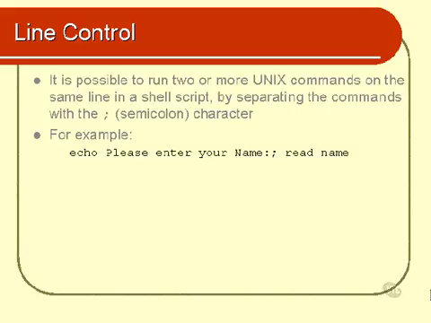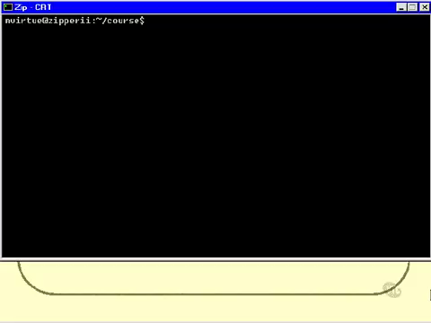Then we have a semicolon which says to the shell, right, that's the end of one command, everything else on this line is actually another command, and the other command is, of course, read name. So let's have a look at that in action. Give you a simple example first.